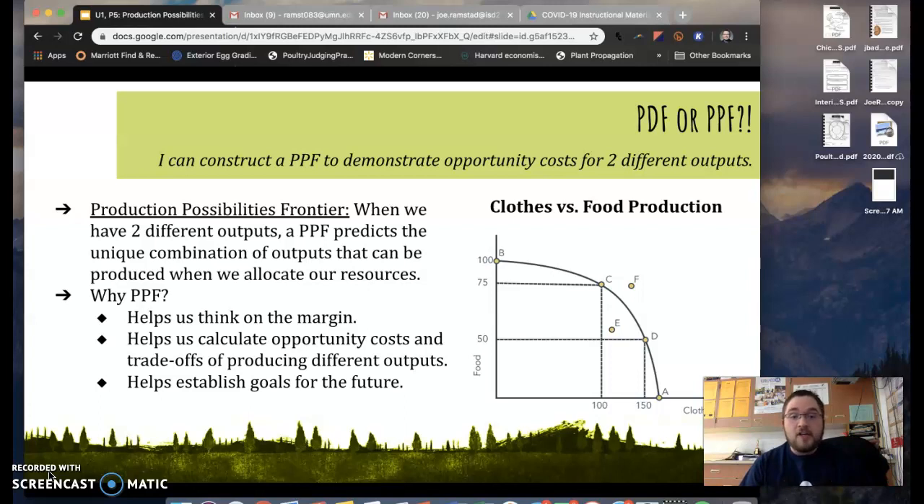On this graph here, we see points A through F. For this first part of the lecture video, we're going to focus on points A through D and talk about what those mean. Later on, we'll talk about what E and F mean on a different graph, okay?